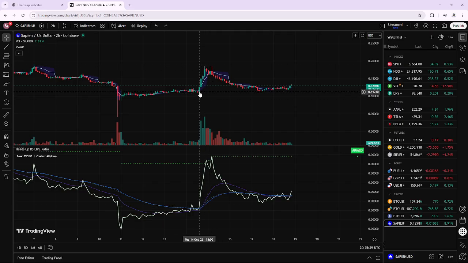This trade would have been 11 cents up to roughly 18 cents. So you're looking at about a 50% movement there within 2, 4, 6, 8 hours. That's an amazing trade for an 8 hour trade right there. Incredible percentage on this coin.